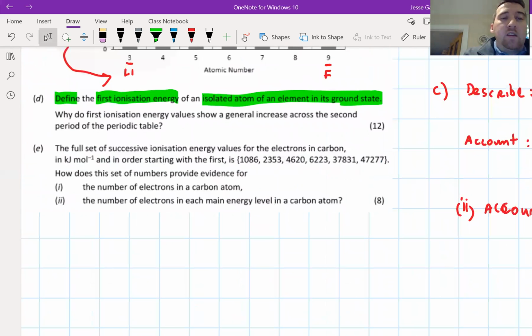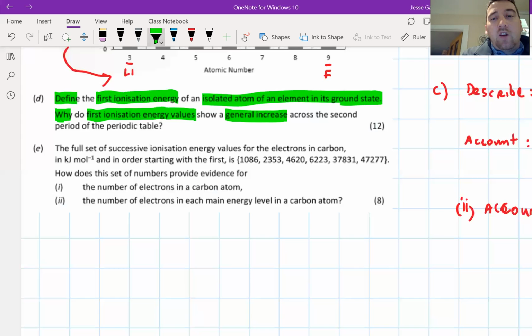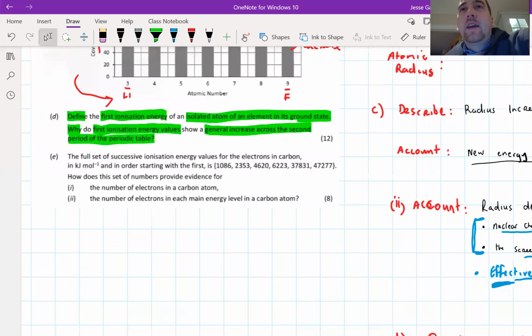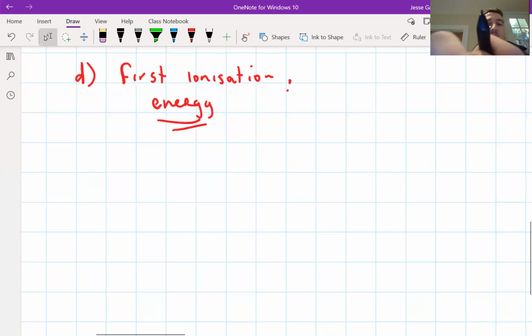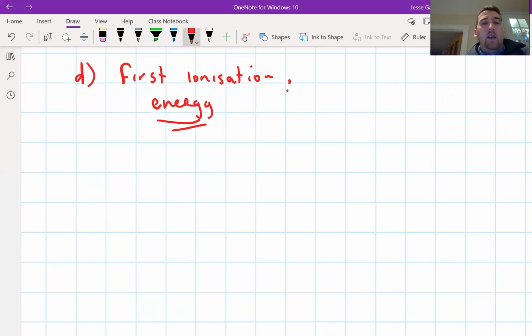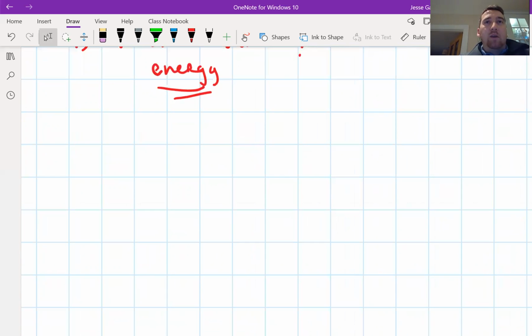It says why. So explain why do first ionization energy values show a general increase across the second period of the periodic table. Okay, so again, it's getting a little bit complicated now, and I'll tell you why. The reason is that we're mixing up atomic radius and first ionization energy trends here, which can mean that you can get a little bit confused. So just be careful and be absolutely sure.